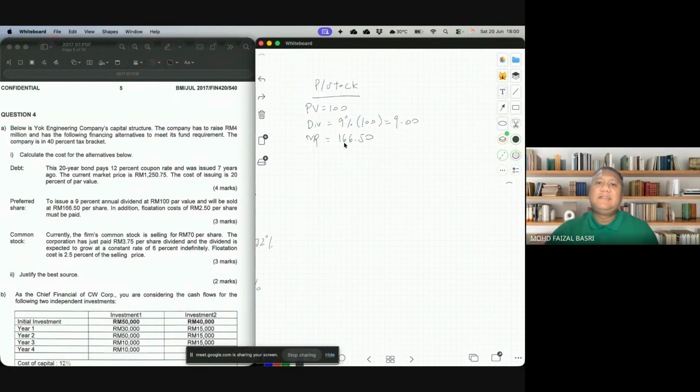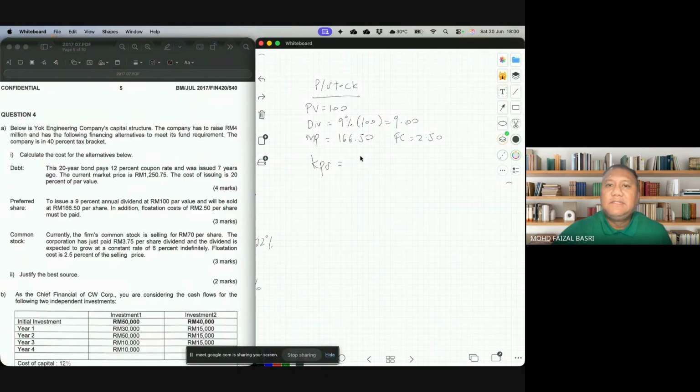And again, whenever the price is higher than 100, kita panggil dia price at premium. So kalau dia jual bawah RM100, kita cakap price dia at discount. And then the flotation cost is RM2.50 per share. So tak payah kira lah, dia dah bagi. So untuk soalan preferred stock ni, dia bagi je semua information kat kita. Kita tak payah kira individually. So itu saja. Dan kita boleh kira KPS straight away.